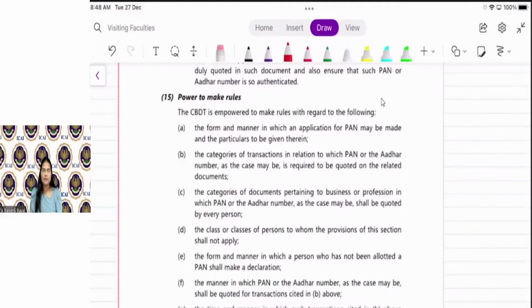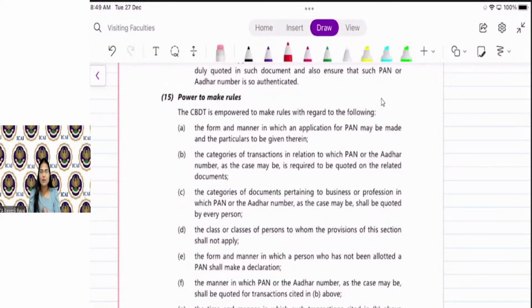Power to make rules. The CBDT is empowered to make rules with regard to the following. Obviously, CBDT has power to make rules, notifications, everything relating to the Income Tax Act. The form and manner in which application for PAN may be made and particulars to be given. That is Form 49. The category of transaction in relation to which PAN or Aadhaar number, as the case may be, is required to be quoted. We have discussed the 18 transactions in which the PAN is mandatory. So CBDT can extend such transactions, can extend the limit. They have power.